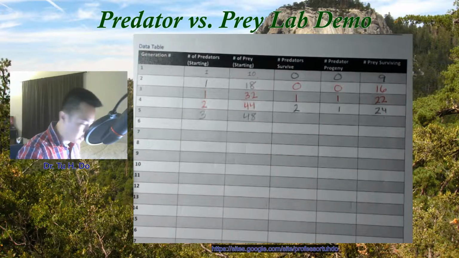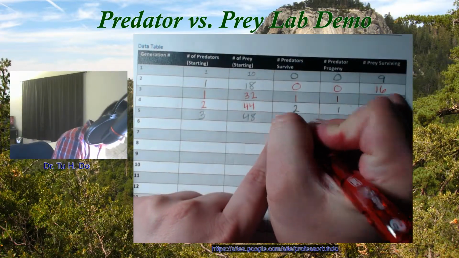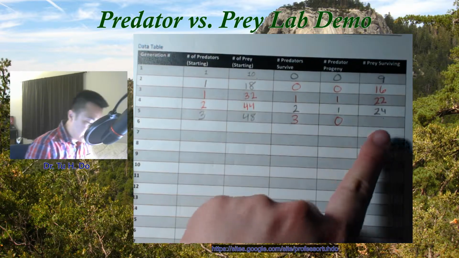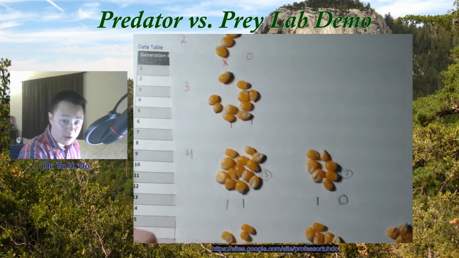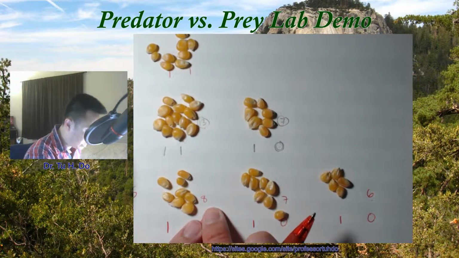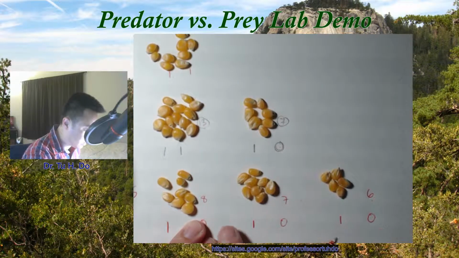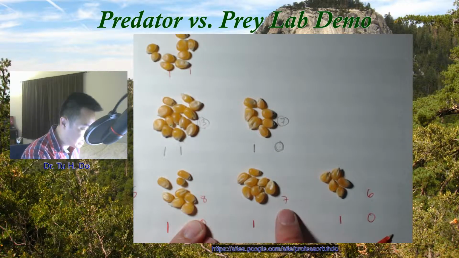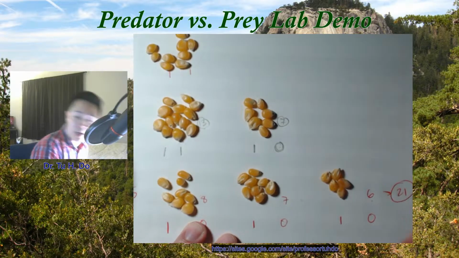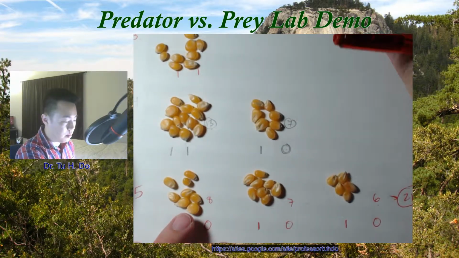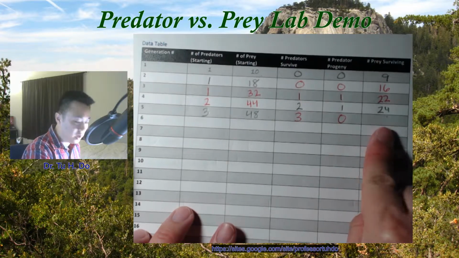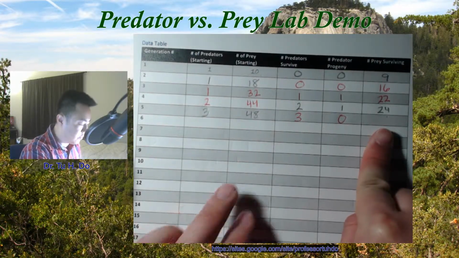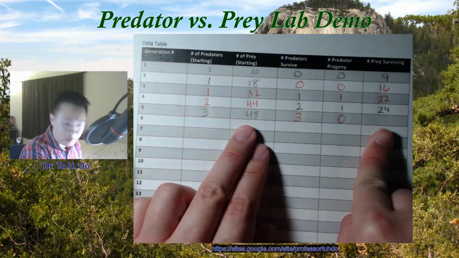So let's go back to our chart. 3 mamas survive, no babies produced, and the number of prey surviving, well, based upon our count here, it was 8 prey were captured plus 7 plus 6. So 8 plus 7 is 15 plus 6 is 21. Okay, so 21 prey were captured or eaten. So the number surviving is whatever 48 minus 21 is.